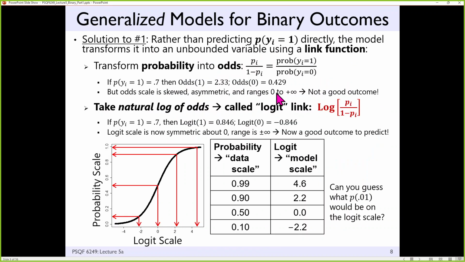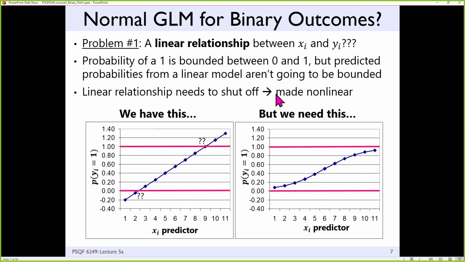So logits are designed to fix the problem of predictions going out of bounds. They make sure that our predicted probabilities stay within range. When we get to ordinal data, logits will also make sure that our predictions stay within the bounds of the scale, like 1 to 5 or 1 to 4, whatever it happens to be, where each integer is discrete.